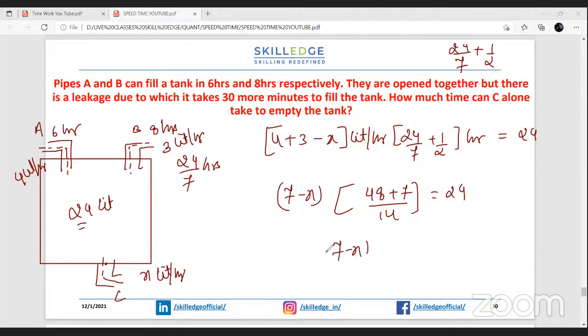So 7 minus x is equal to how much? 24 into 14 divided by 48 plus 7, which is 55. You can just use the calculator to get this particular value. So let me just check it. 24 into 14 is 336, which when divided by 55 comes out to be 6.109. You can approximately take it as equal to 6 guys, approximately 6. Therefore, 7 minus x is equal to 6. It means x has to be equal to 1.